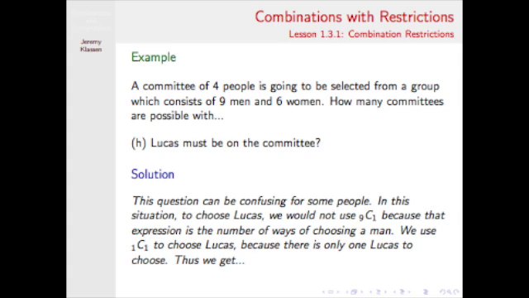So we use 1 choose 1 to choose Lucas because there is only one Lucas to choose from. And so the expression we write is 1 choose 1 times 14 choose 3, because we need to find 3 other people to finish the committee, for a total of 364 different committees.